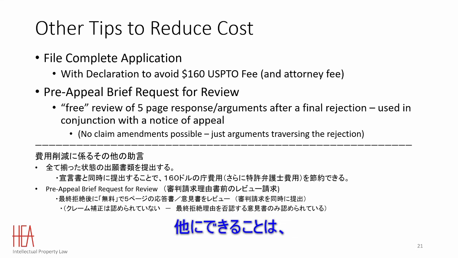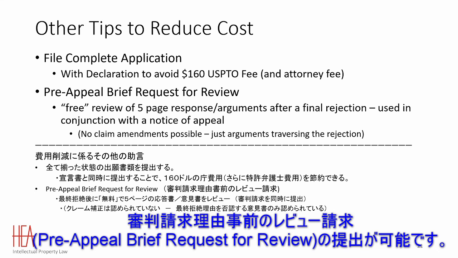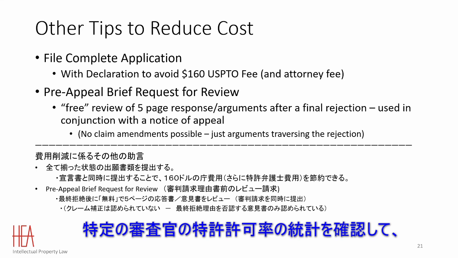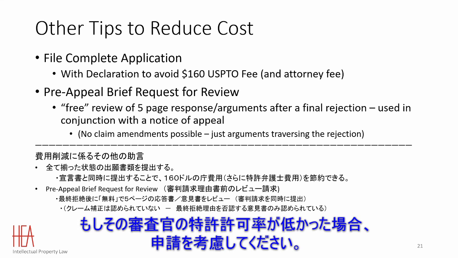Another thing we can do is a pre-appeal brief request for review. This can be a good strategy when the examiner is being kind of stubborn. So again, if we were looking at our patent advisor statistics for the particular examiner and the guy has a really low allowance rate, we could consider doing a pre-appeal brief.